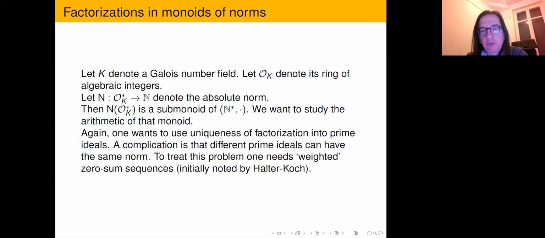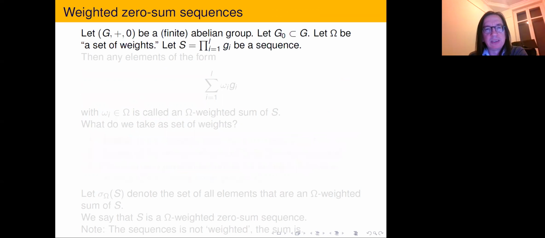And to treat this problem, one needs so-called weighted zero-sum sequences, not just zero-sum sequences as we saw them, but one introduces weights. And this was initially noted by Walter Koch some years ago. And so what are these weighted zero-sum sequences?